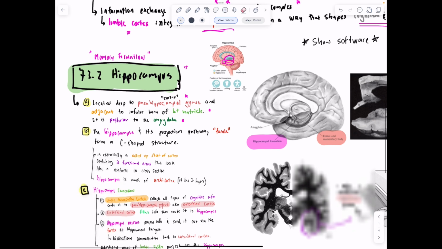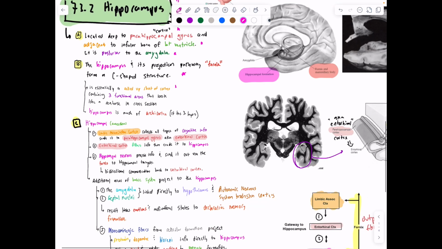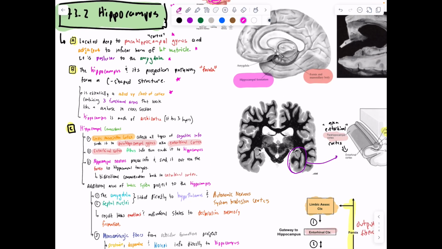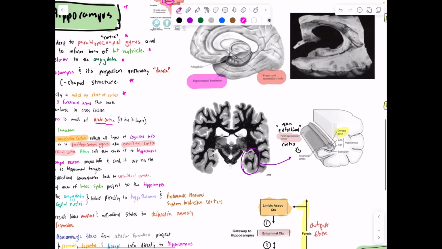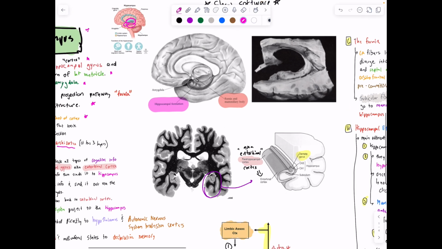Okay, so the hippocampus and its projection pathway, aka the fornix, is a C-shaped structure. It is essentially a rolled up sheet of cortex containing 3 functional areas that look like a seahorse in cross section. It's made up of archicortex. So we said neocortex was 6 layers. A different type of cortex is archi, which has 3 layers. We mentioned that in the previous lab material, but you could say it sort of looks like a horse a little bit. I guess it looks like a seahorse.